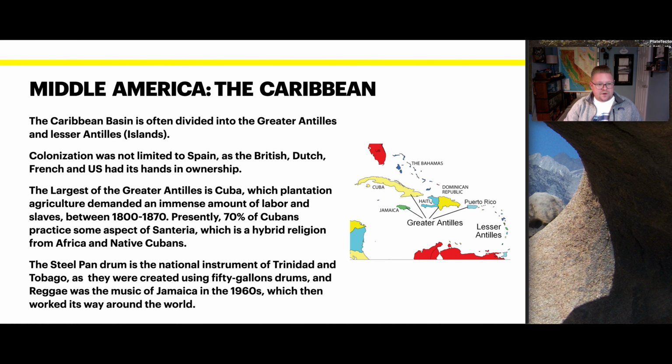Other things that I thought were interesting: the steel pan drum is the national instrument of Trinidad and Tobago, as they are created using 50-gallon drums. This was a huge musical influence in the 1960s, along with reggae, which came out of Jamaica. That's interesting because this is music that was born in those regions, from poverty in a sense, and how it transitioned into a music style that is heard around the globe.